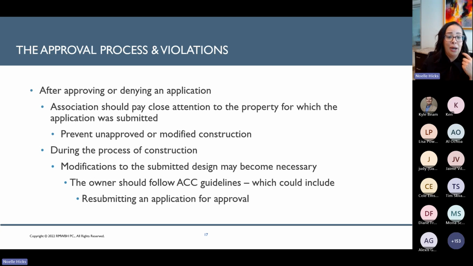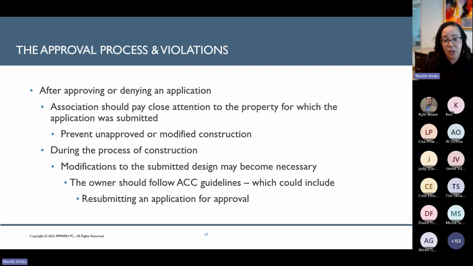Now, if there are extreme cases, of course, we might have to get the POA's legal counsel involved, but consider this: during the process of construction, of course, we don't want any sort of unapproved or different sort of construction going on, things that were not in the application and did not get approved, but we know things come up, right? So during construction, there might be some need for a modification to the design that was submitted. And so the owner needs to make sure that they're following the ACC guidelines, because if something has come up that was not in the original application, then maybe they need to resubmit another application for approval for this new issue that's popped up.